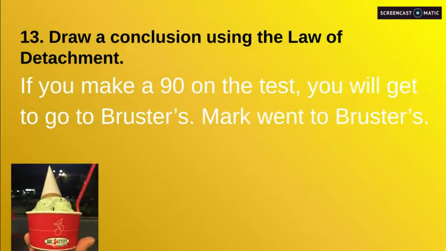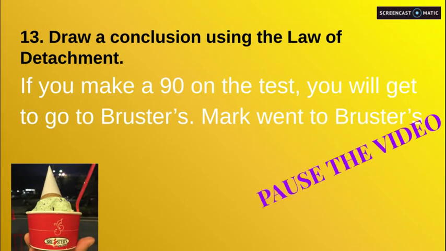Draw a conclusion using the law of detachment again. If you make a 90 on the test, you will get to go to Brewster's. If you don't know what Brewster's is, it's an ice cream place. Mark went to Brewster's. So what can you tell, if anything? Pause the video.